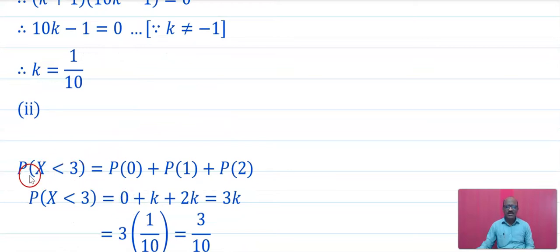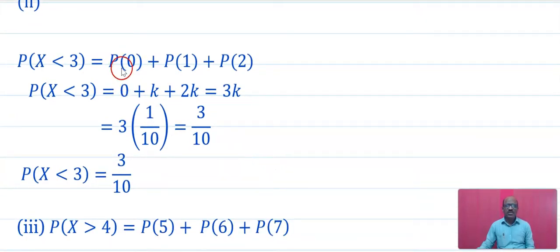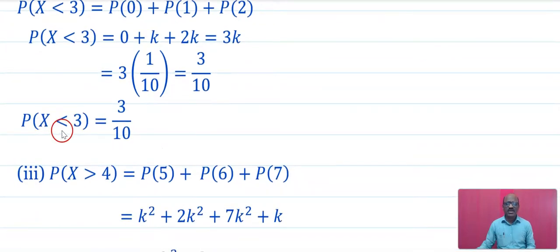Next, the probability P of X less than 3. Then what are the probabilities? That is P of 0 plus P of 1 plus P of 2. What is the value of P of 0? It is 0. P of 1 is k. P of 2 is 2k, sorry. And what is their sum? It is 3k, that is 3 into 1 upon 10, which equals 3 by 10. And hence, P of capital X less than 3 is 3 by 10. And this is the probability.